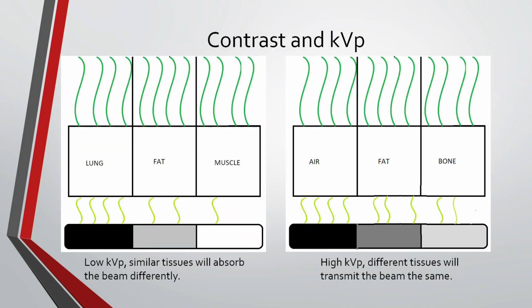So let's talk about kVp and contrast. When we use low kVp, similar tissues will absorb the beam differently. And remember, the difference in absorption is what's going to make the blacks and the whites on the image.